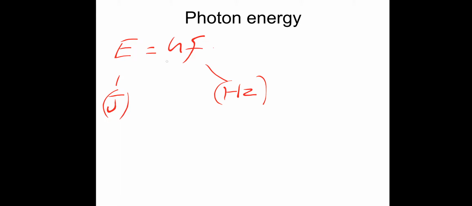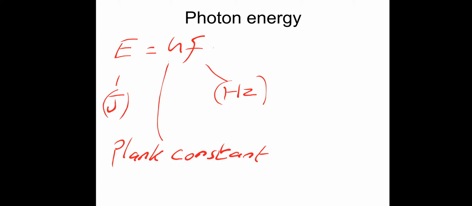So photon energy, as I just said, the photon energy is equal to H times F. Let's just discuss what these are. E is energy, and the energy of the photon, or the packet of energy, is measured in joules. F is frequency, measured in hertz. And H is the Planck constant. And the Planck constant is 6.63 times 10 to the power minus 34 joule seconds.